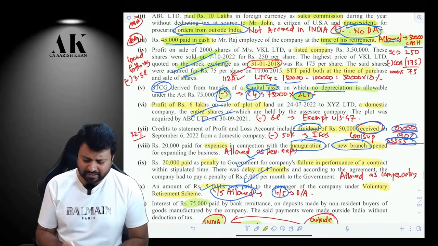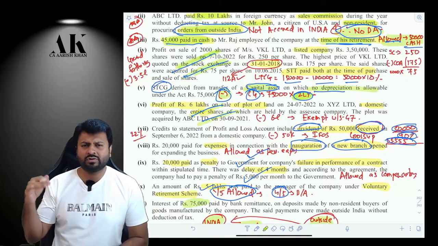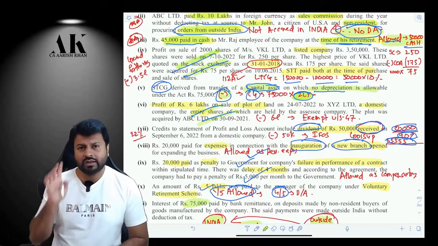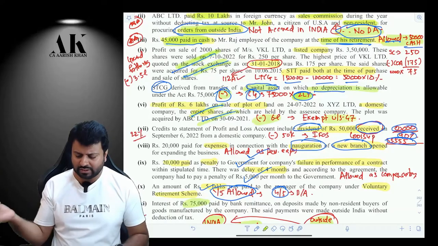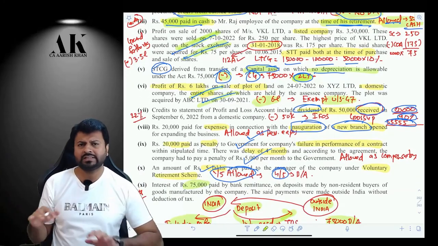Next one is also very simple. You are selling some plot of land to your subsidiary, etc. Then that is subject to 100% subsidiary. That is subject to exemption under section 47. So reduce from PGBP and show under capital gains as exempt income.